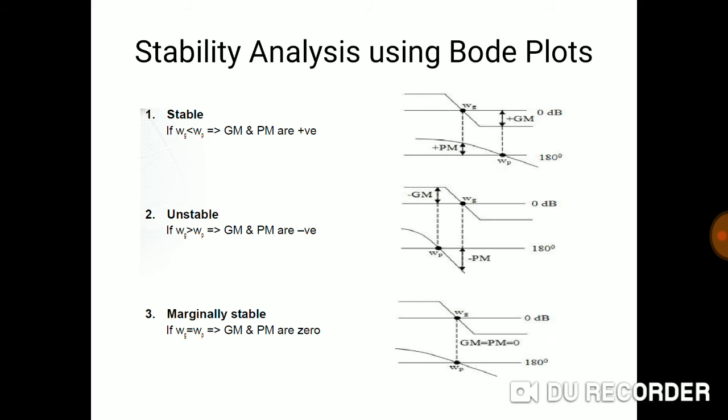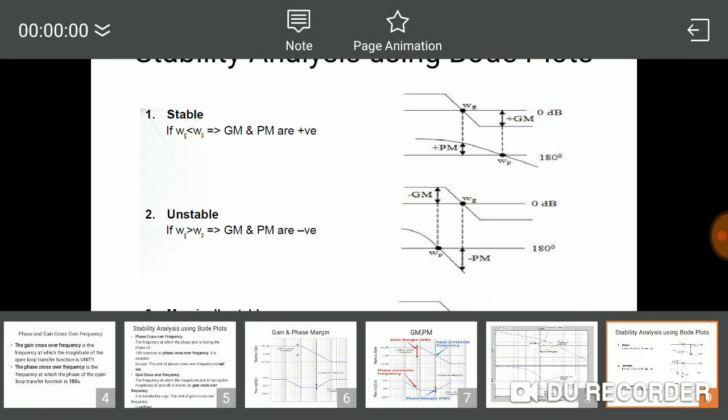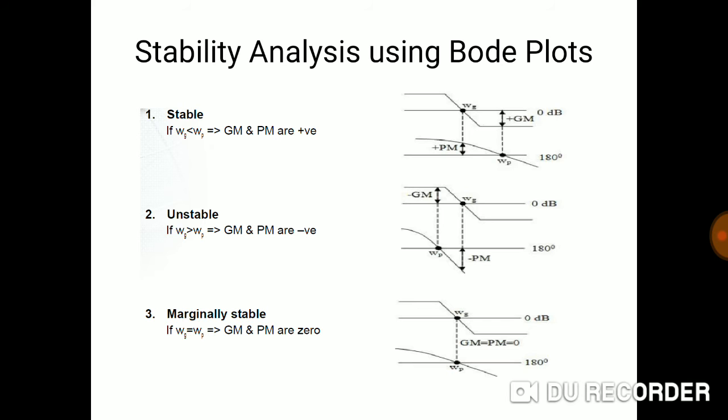If both gain margin and phase margin are positive, as shown in the diagram, we know the process for how to find out the gain margin and the phase margin, as we discussed in the first graph. There, if both are positive, it means that the system is a stable system. Next, the unstable case: if both are negative, the system is unstable.